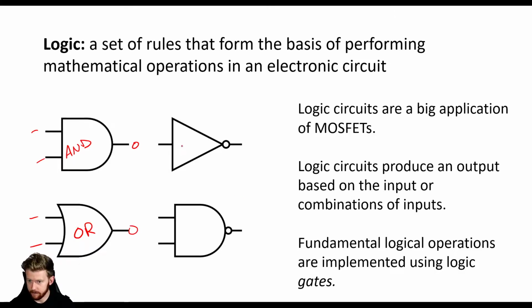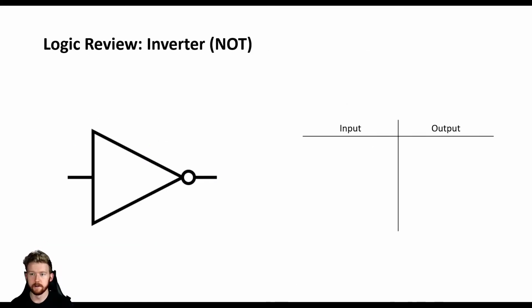We also have this one, which is an inverter, or NOT, and we only have one input and one output. And this is an example of what's called a NAND gate. There are definitely more logic gates that we'll talk about, and I'll review them before, but it also has two inputs and an output. Okay, so let's do a little bit of a logic review.